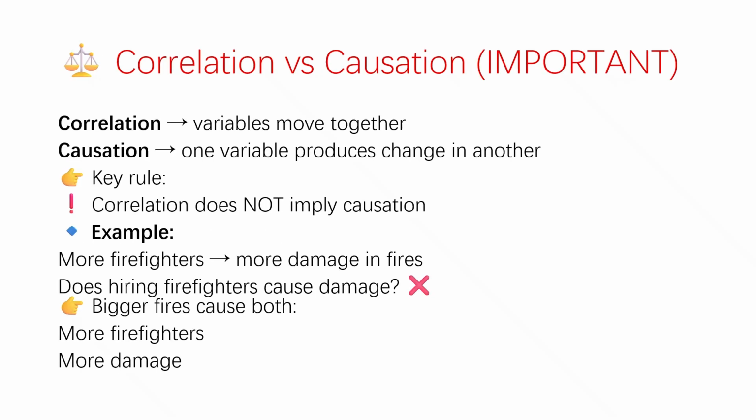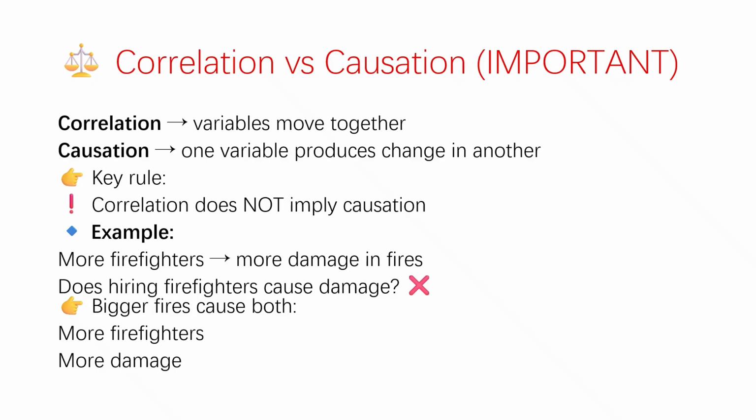Let's clarify one of the most important ideas in statistics: correlation versus causation. Correlation simply means that two variables move together. When one increases, the other tends to increase or decrease at the same time. But causation is different. Causation means that one variable actually produces a change in another. And here's the key rule you should always remember: correlation does not imply causation. Just because two things happen together doesn't mean one is causing the other.